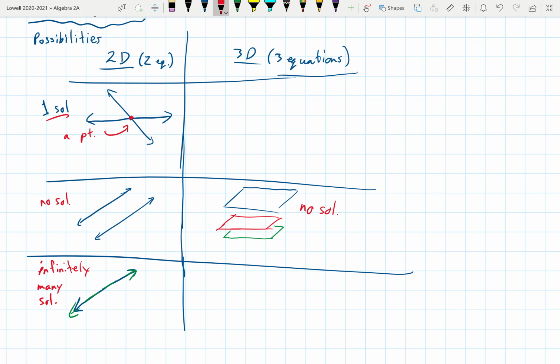And of course, you do have the possibility that all 3 planes are exactly on top of each other. But that would be kind of trivial in that sense. And once again, there would be infinitely many solutions. But I want to talk about when they actually intersect in somewhat interesting ways.